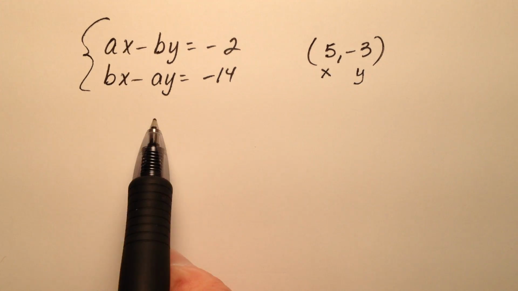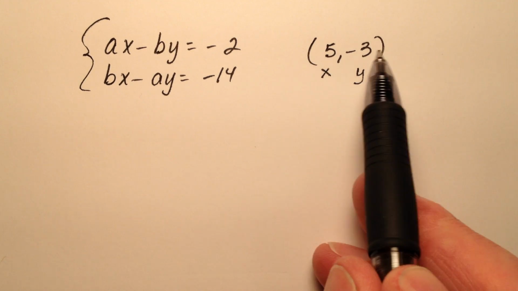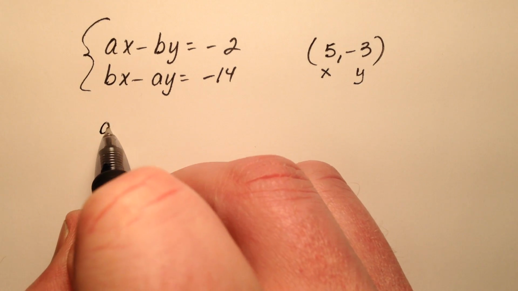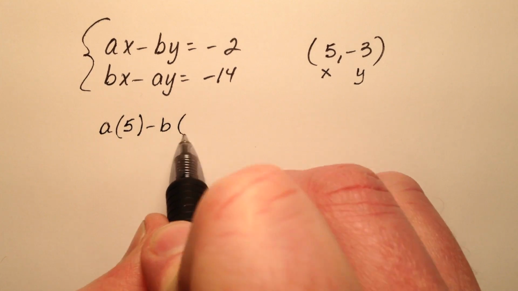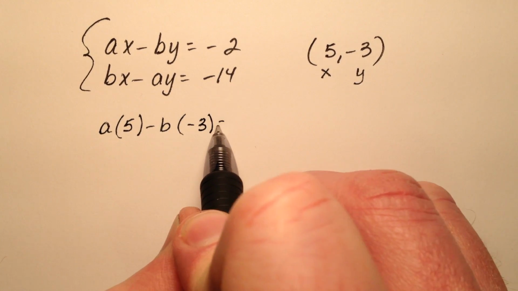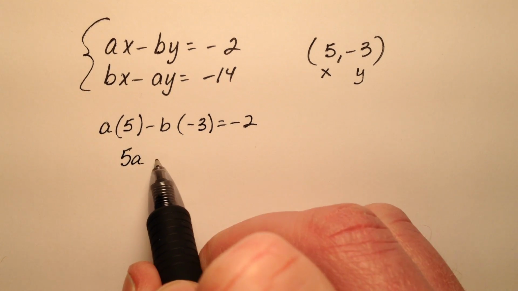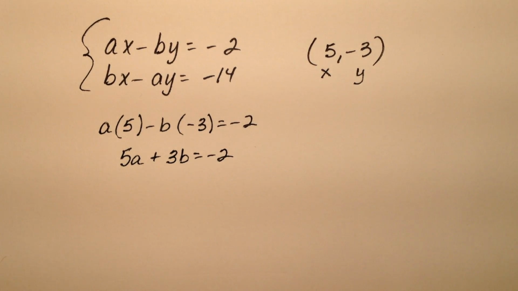So over here in the system, every time I see an x, I'm going to plug in 5, and every time I see a y, I'm going to plug in negative 3. So let's go ahead and see what that looks like. So a times x, which is 5, minus b times y, which is negative 3, equals negative 2. So this would be 5a plus 3b equals negative 2.